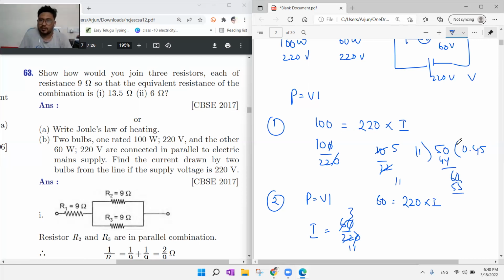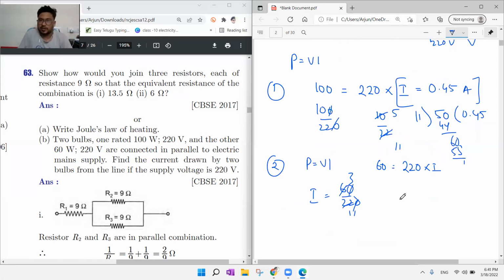So for the first bulb, current I is equal to 0.45 amp nearly. And the second bulb's I value is equal to 11 upon 3, which is 0.27 amp nearly. So the current for the second bulb is 0.27 amp nearly. So you can write these values.